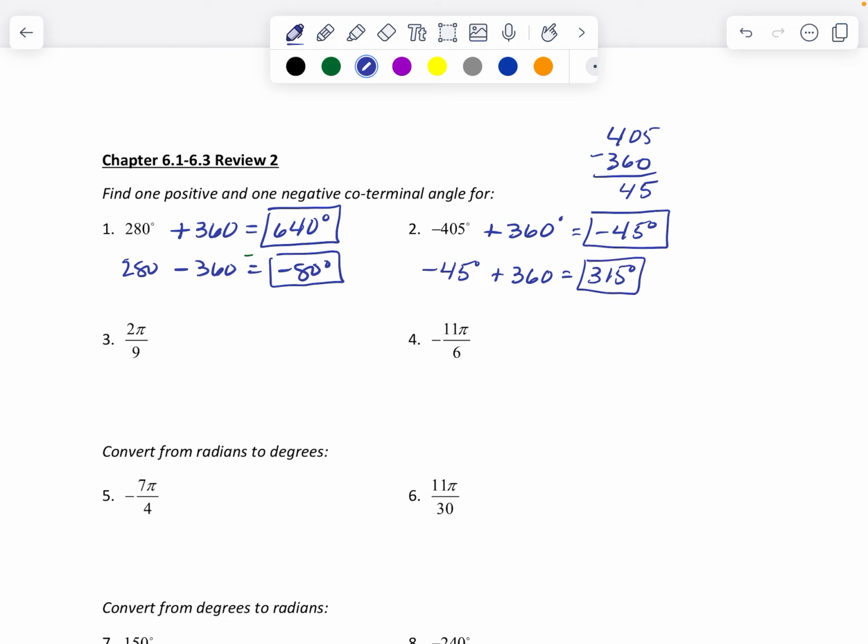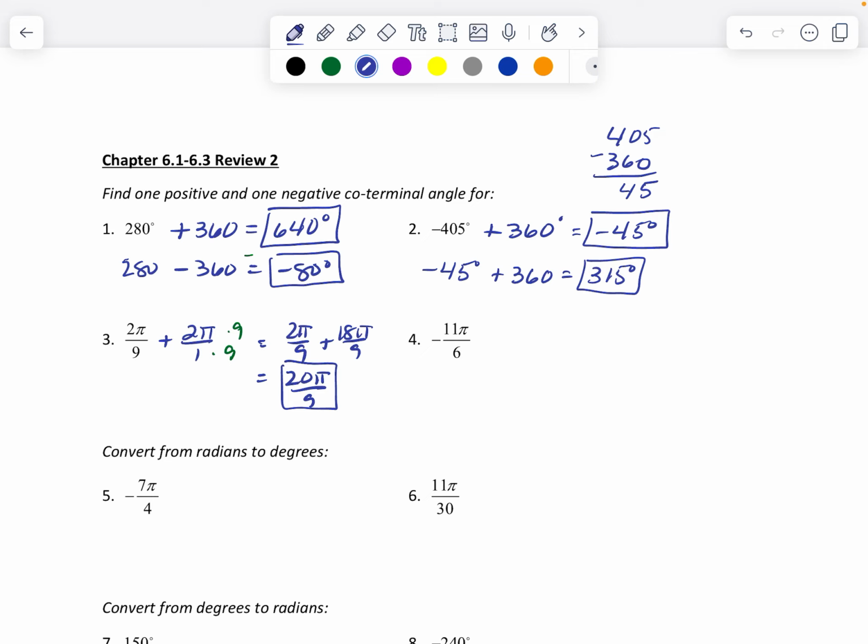Okay, if you want to do the same thing in radians, you add and subtract 2 pi. So to this one, I'm going to add 2 pi over 1. Find a common denominator, which is 9. So if I multiply that by 9, I'm going to end up getting 2 pi over 9 plus 18 pi over 9, which gives me 20 pi over 9, kind of a big angle there.